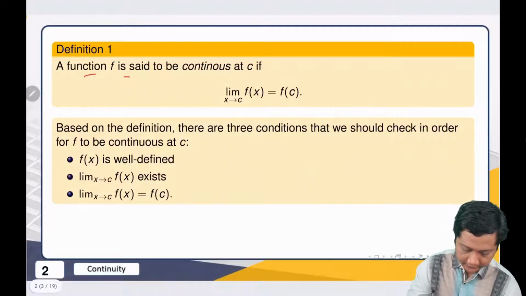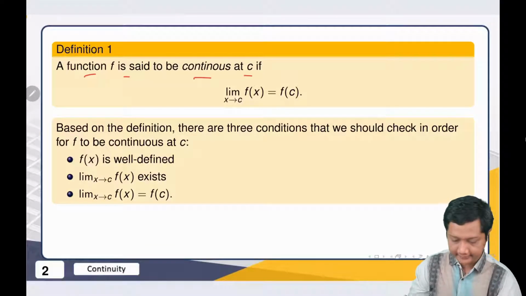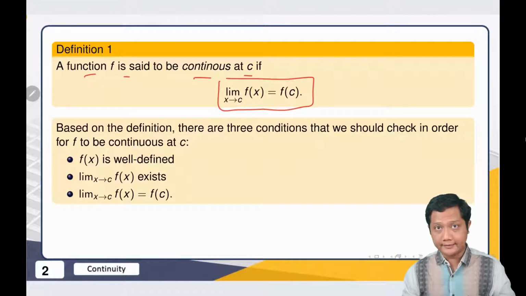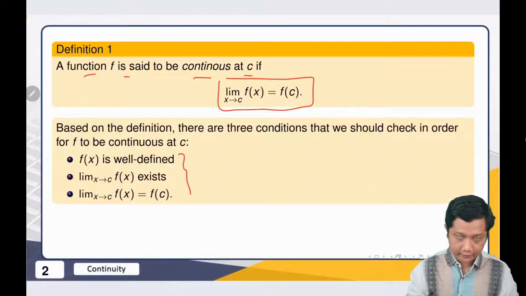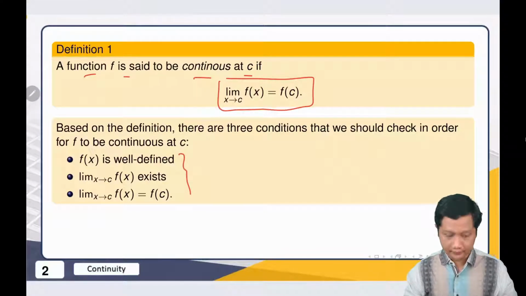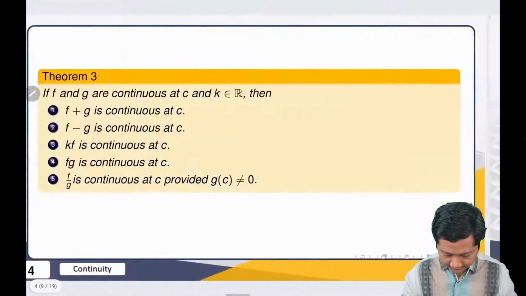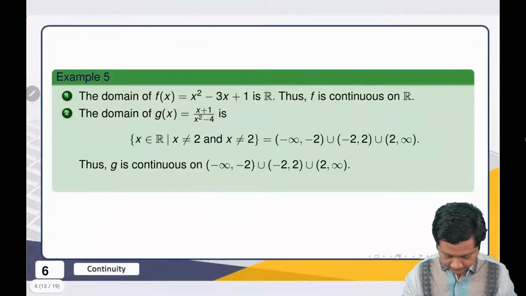A function f is said to be continuous at c if the limit as x approaches c of f(x) is equal to f(c). That means three things here, so we have to check all of them. Okay, so we go directly to some examples.